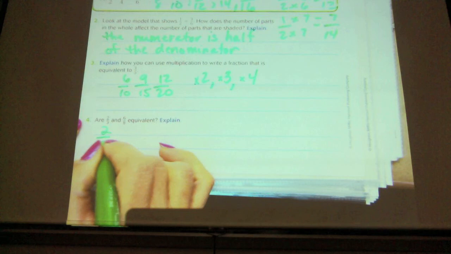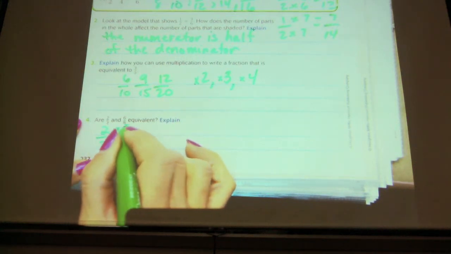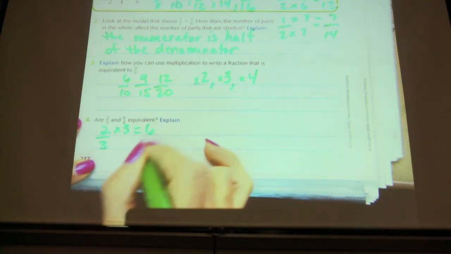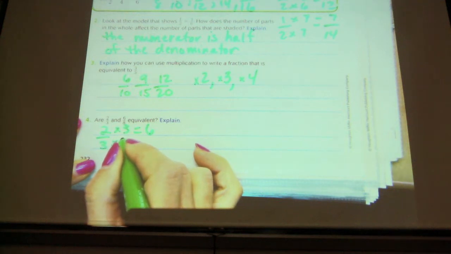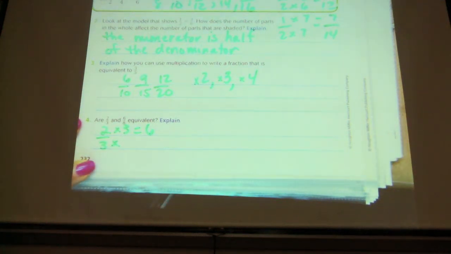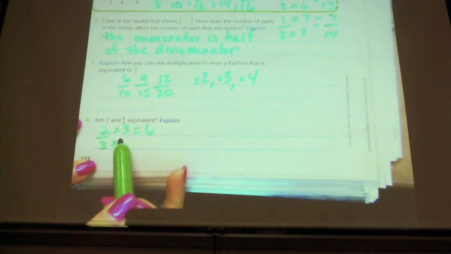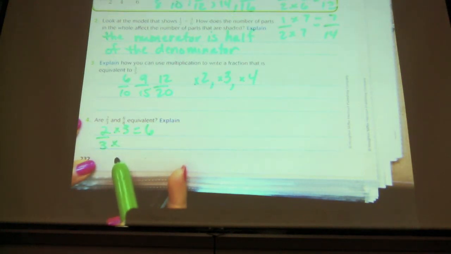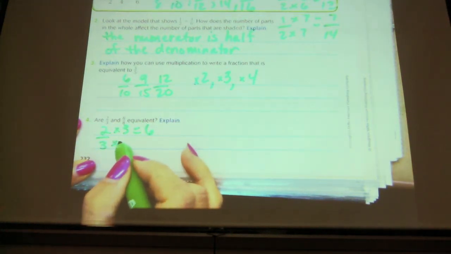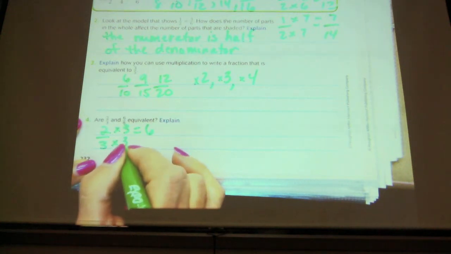If I have 2 times 3, you said 3 times 2 equals 6. And then 3 times 6 equals 18. Why am I going to multiply by 6 though? Whatever I multiply the top by, I have to multiply the bottom by. So let's go ahead and go with that, because that's okay.